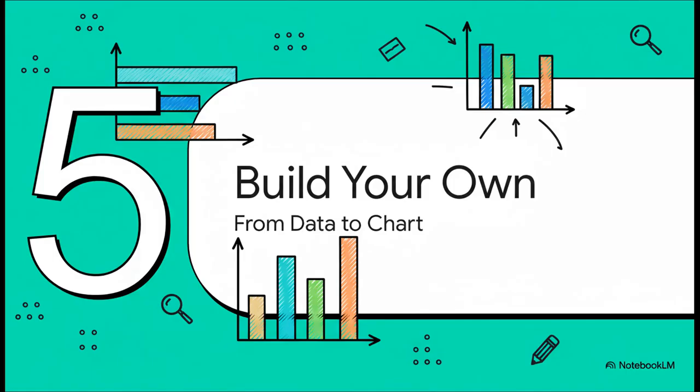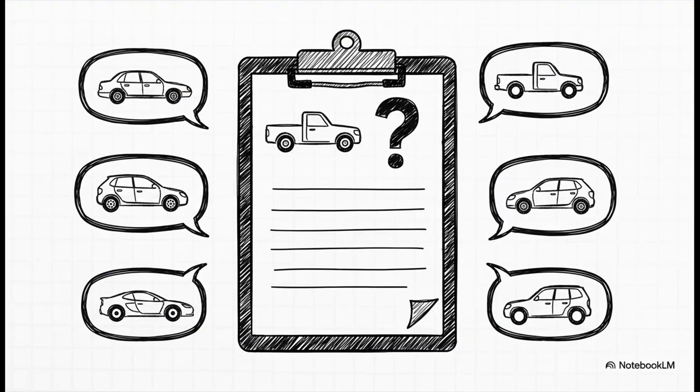Okay, enough with the theory. Let's get our hands dirty and actually build one. You'll see just how simple it is to go from a list of numbers to a really sharp-looking bar chart. We'll stick with our car example. Imagine we've got a survey from a class, and we just asked everyone what brand of car they drive. So we have a list of answers: Ford, BMW, Audi, Ford again, and so on.